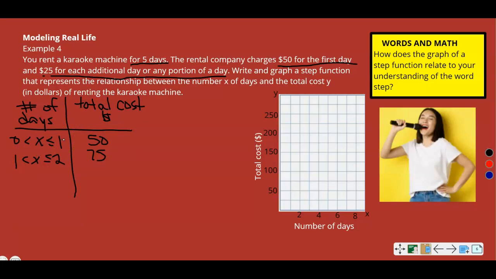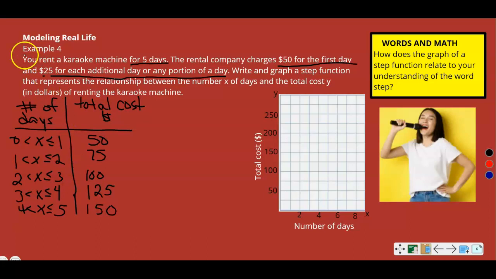All right, the third day, they're going to charge us another $25, so it's going to be $100, and that's going to be any portion of that day. So it's going to go from 2 to 3. Again, all the way up to the third day is going to be that same charge, $50 plus $25 for the second day and $25 for the third day. 2 is already included in the $75 cost, so that's it. The next day, day 4, is another $25, so that's going to go from day 3 to day 4. Day 4 is included. Day 3 was included in the last price. And $150 would be from day 4 to day 5. Again, day 5 is included. Day 4 was included in the previous price.